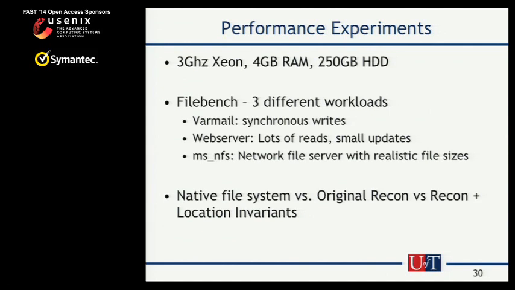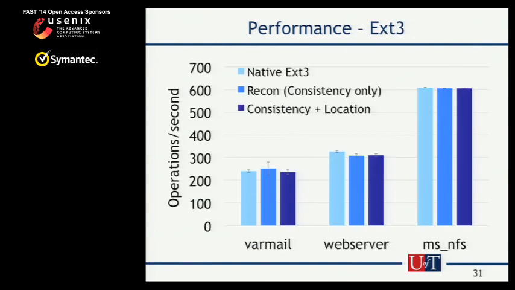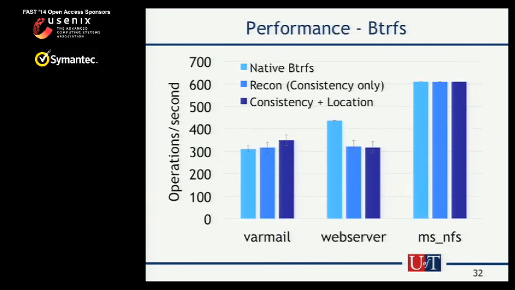So we implemented location invariants for ext3 to test the journaling invariants, and for Btrfs to test our shadow paging invariants. And we did this by using Recon's existing infrastructure at the block layer for intercepting I/O and for interpreting the metadata of these file systems. We also added a metadata bitmap to ext3 in order to satisfy the requirement to efficiently distinguish between data and metadata, because ext3 sometimes will co-locate data and metadata blocks in its block groups.